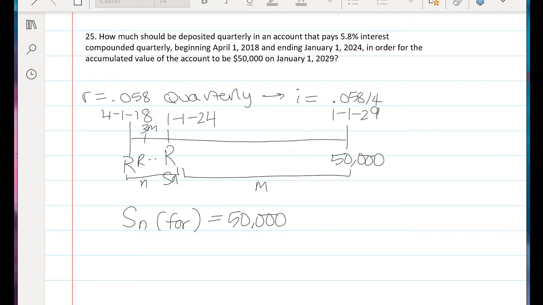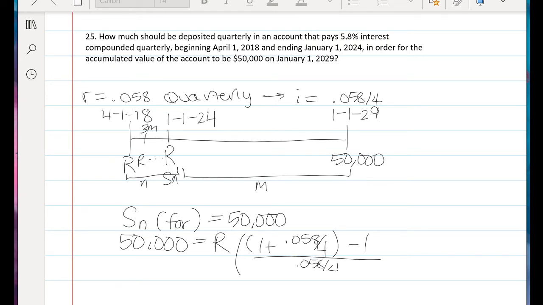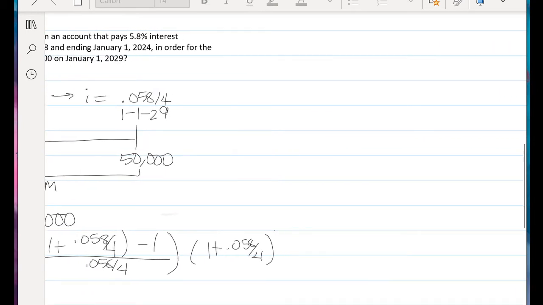So what we're going to do is take this $50,000, and it's going to be R times 1 plus our I, 0.058 over 4, to the exponent that we need to find, minus 1, over 0.058 over 4, times 1 plus 0.058 over 4. So this is all we know so far. So we have to find N, which will go right here, and M, which will go right here. So we're going to just bump this over to work over here.